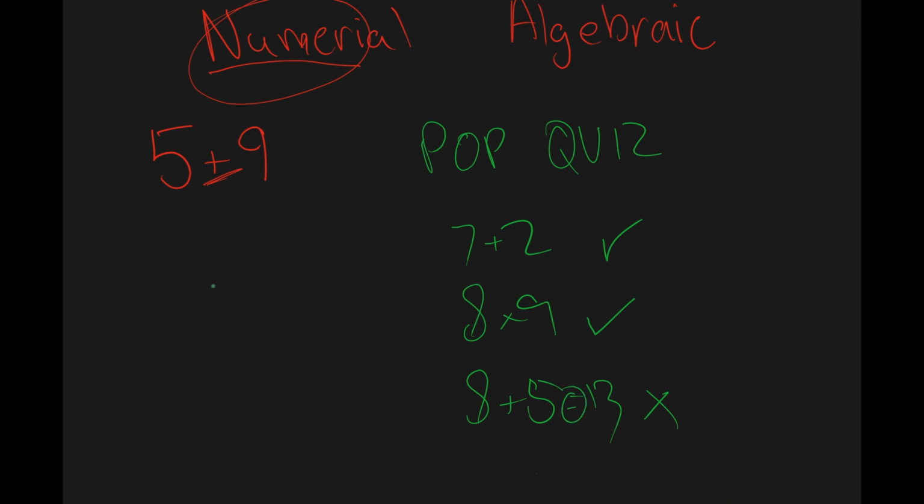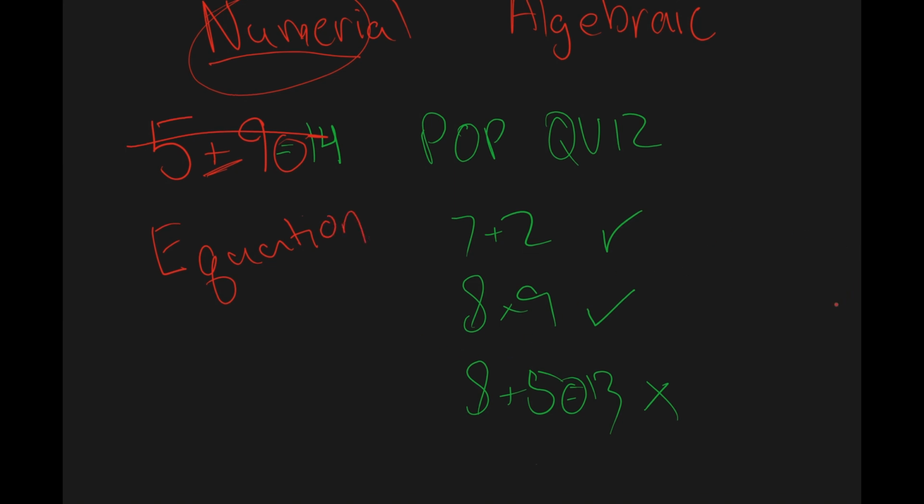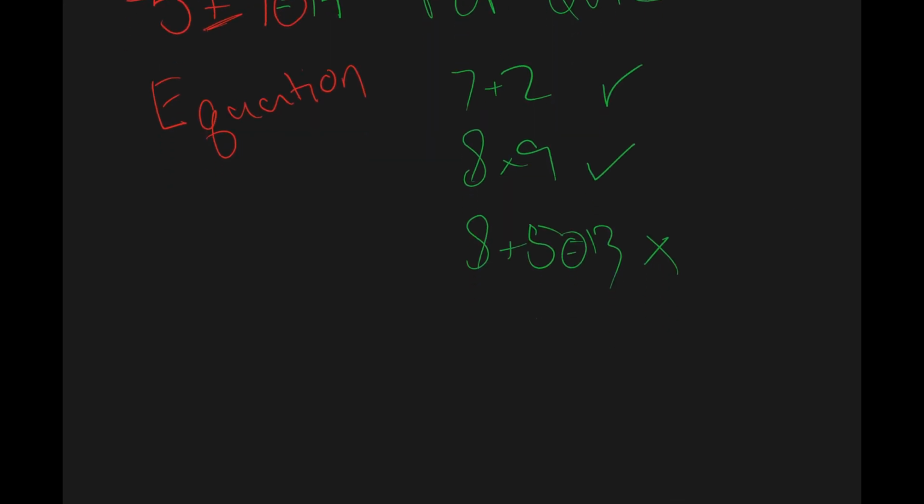Anytime an expression has an equal sign in there, so if this said 14, you would know it's not a numerical expression. Why? Because you see that equal sign, so you just count that off automatically. That is an equation. There you go, pop quiz over. Not that bad. But, twist. We're going to do one more question.